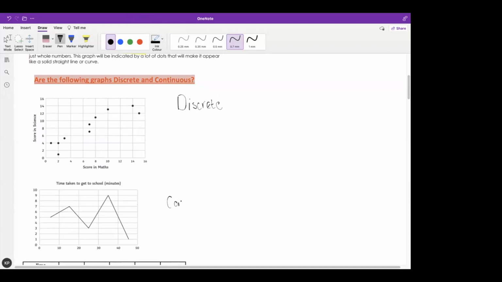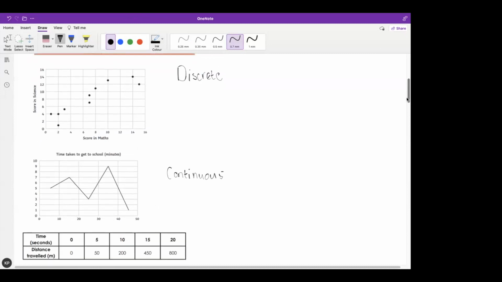Wonderful, guys. And more people are responding in the chat, so I love it. So this is continuous data. Okay, let's move on.